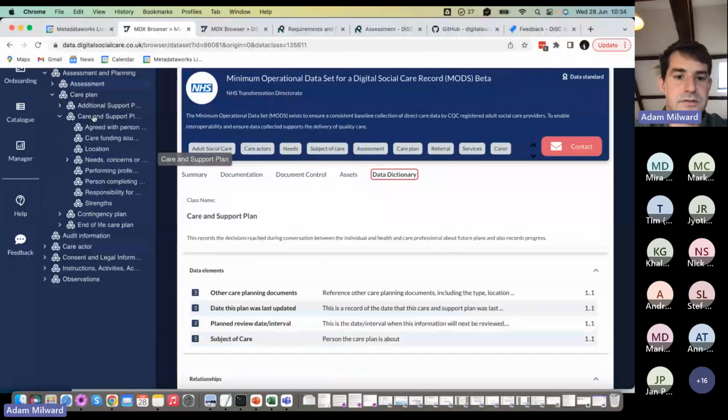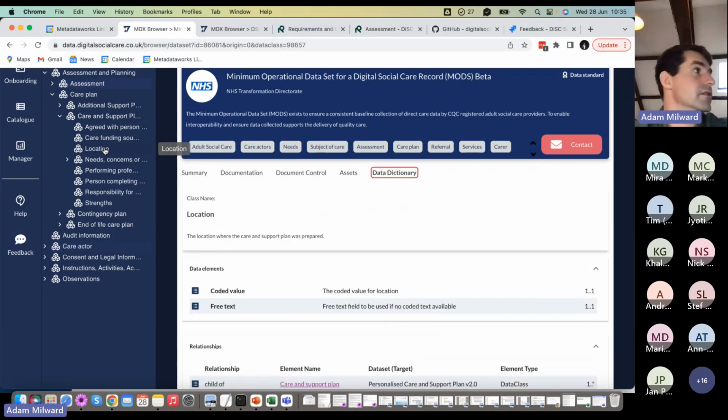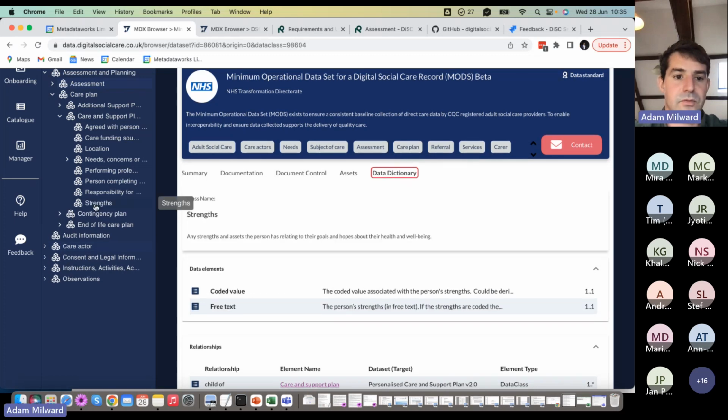So we've got our care and support plan. I think the same thing around coding standards and namespace, which is general things like location. Should we have the coding standard and namespace? Should we have the link to person completing the record and performing professional rather than have those kind of subsections? Should we just have a link through to that model? Again, it's more of a technical thing. Again, should we have a link to strengths? We've got a kind of model for strengths.